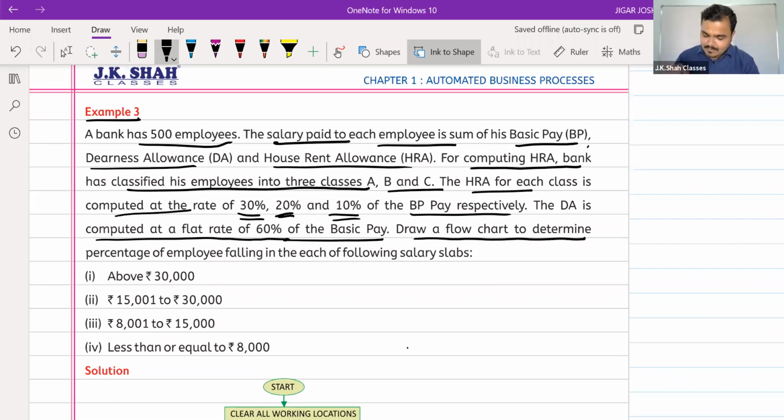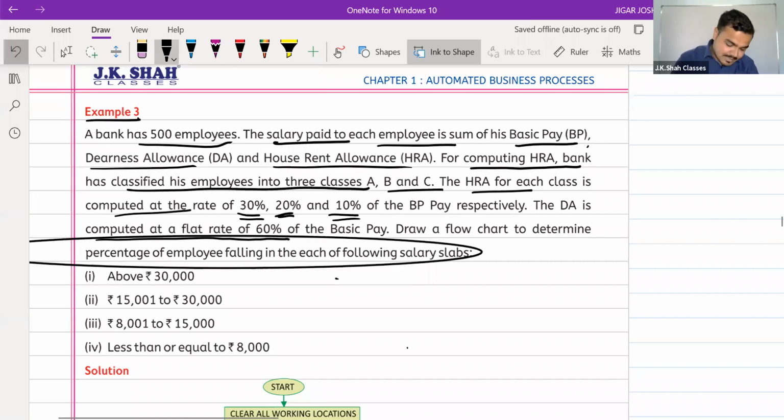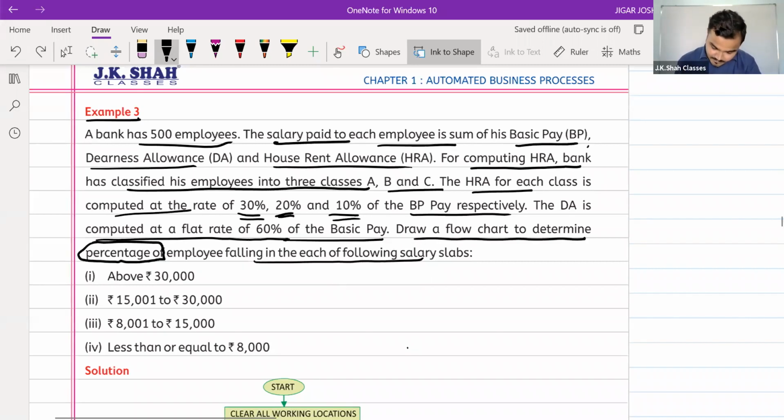Draw the flowchart. If it is given this year, it would be a 4 marks question. But determine the percentage of employees. They have not asked the number of employees; they have asked the percentage of employees falling under each of the following salary slabs. Now see the salary slabs. Above 30,000, first category. Above 15,000, second category. Above 8,000, third category. And less than 8,000, fourth category. Understood? Yes, sir. On the basis of this, we need to draw a flowchart.